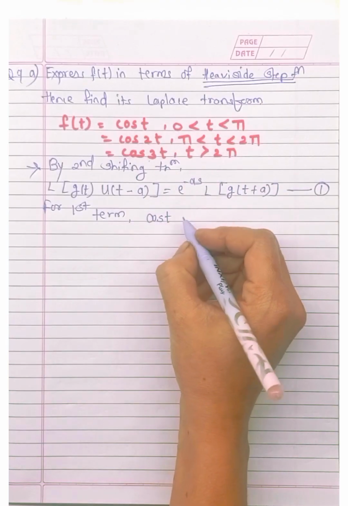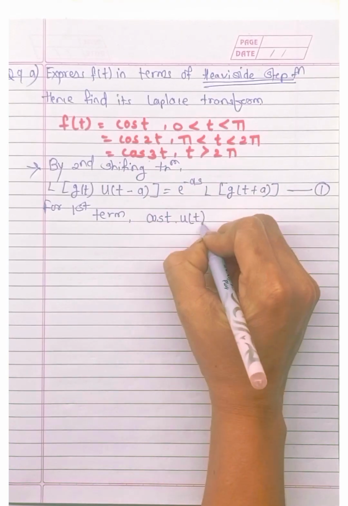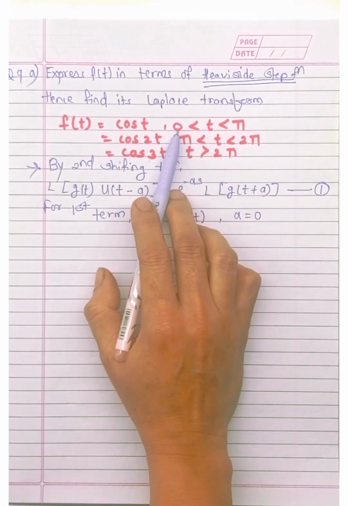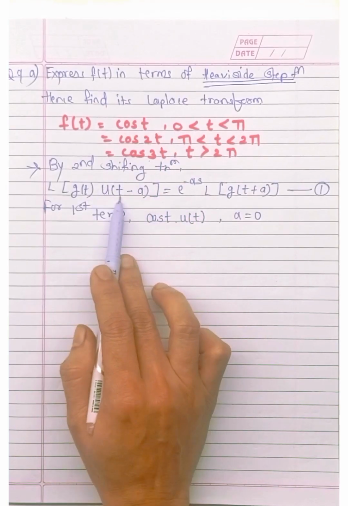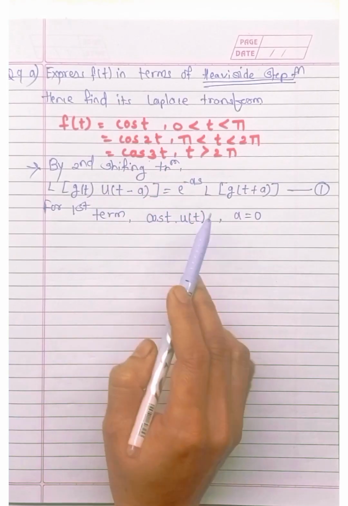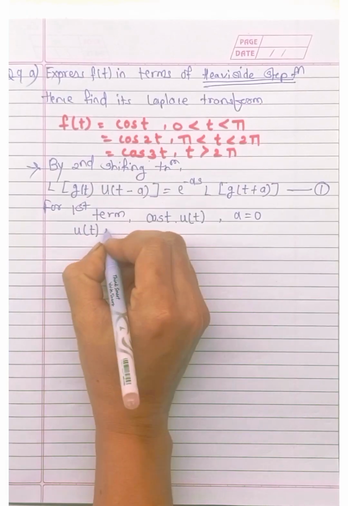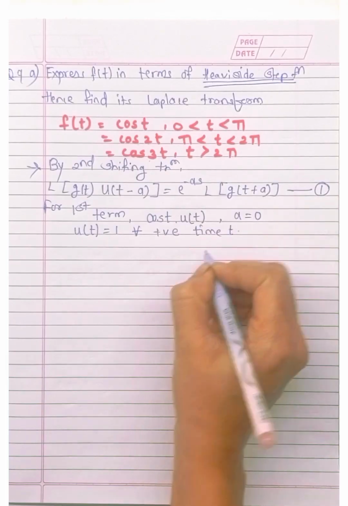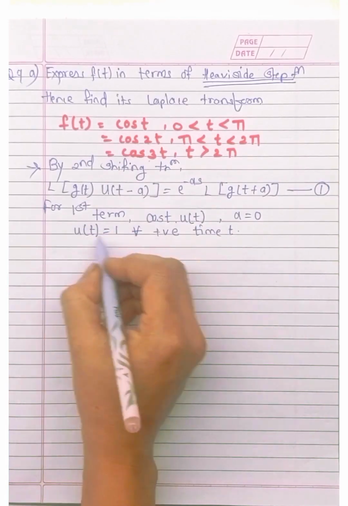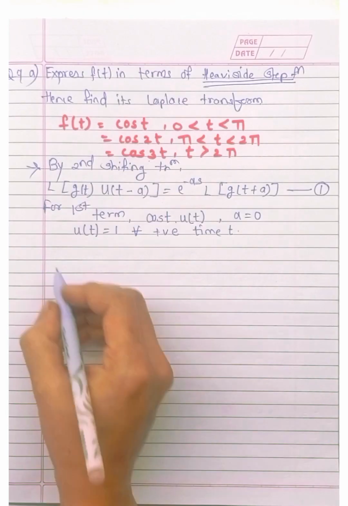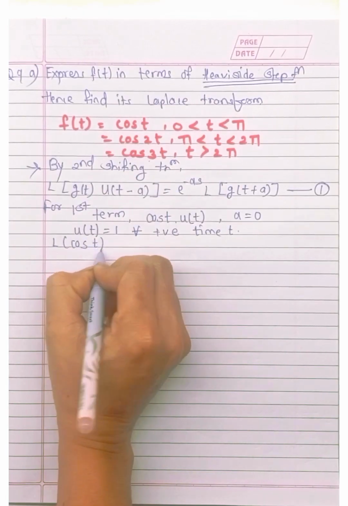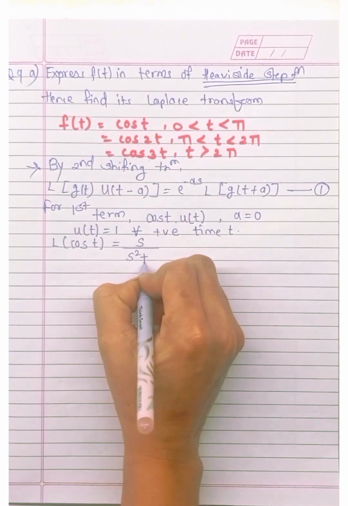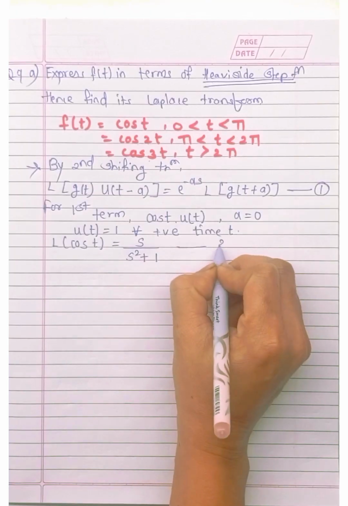So in the first part, cos t u of t, for a equals 0. Now if you observe here, in the first term shifting was at a equals 0, giving u of t minus 0 as u of t, and the value of the unit step function u of t is 1 for all positive time t. Hence we are just going to find out the value of Laplace of cos t. Now we have the standard formula of Laplace of cos t. What is the value? It is s upon s square plus a square. Value of a is 1, so s square plus 1. This is our equation 2.